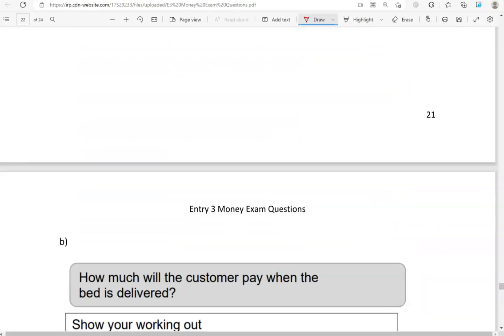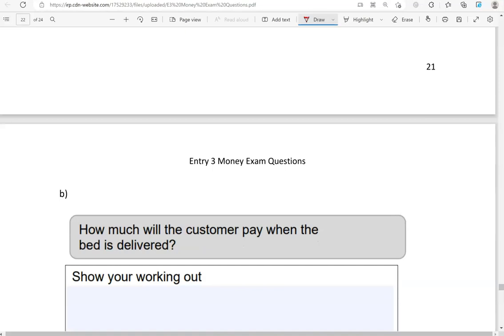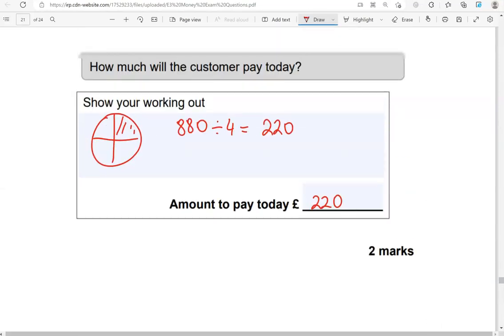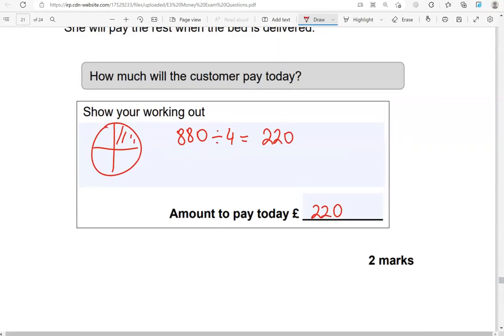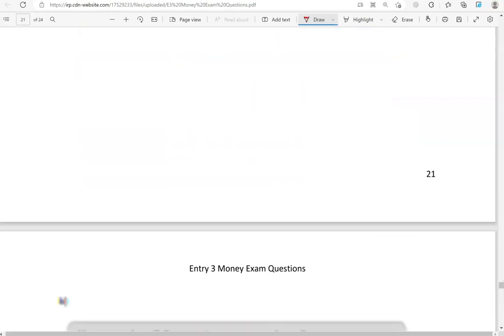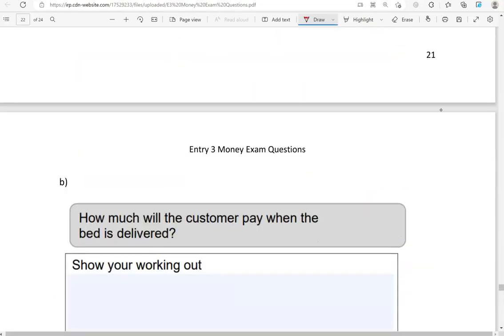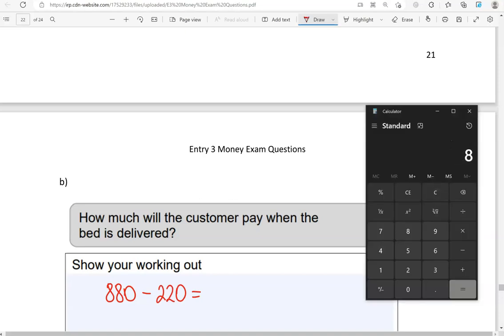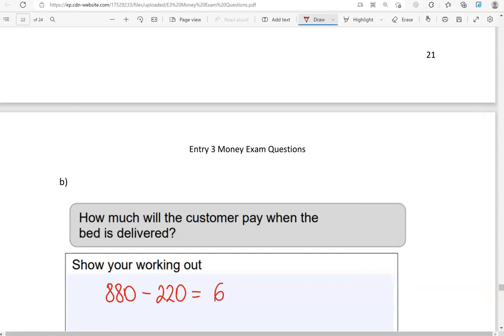How much will the customer pay when the bed is delivered? So what we're going to do now is 880 take away 220. Which is £660.